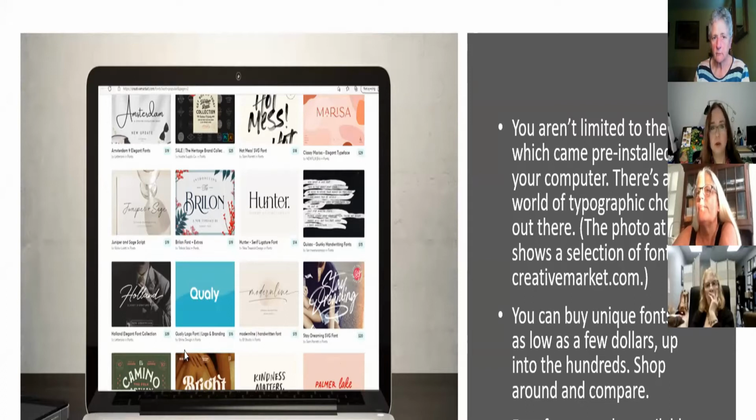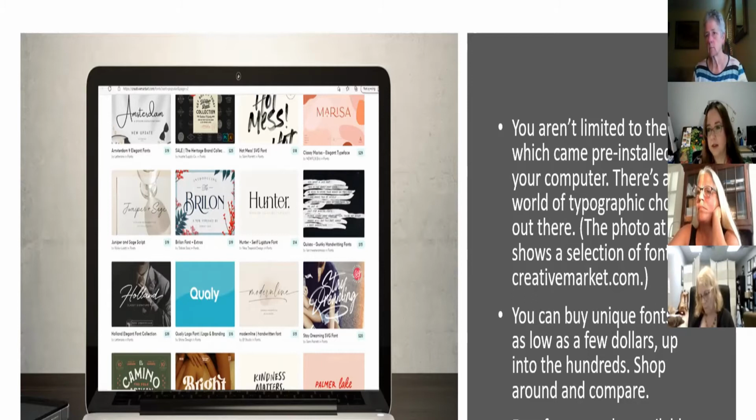There are wonderful places to go and look for just amazing fonts, and you can get them for like $10, $15 on up. Shop around. This is Creative Market, which I use a lot because these are a lot of times designed by individuals that post them and sell them for not much money, and they're great professional fonts.